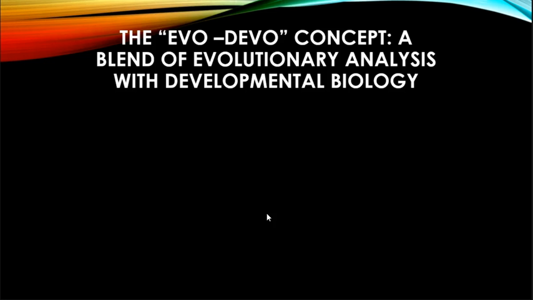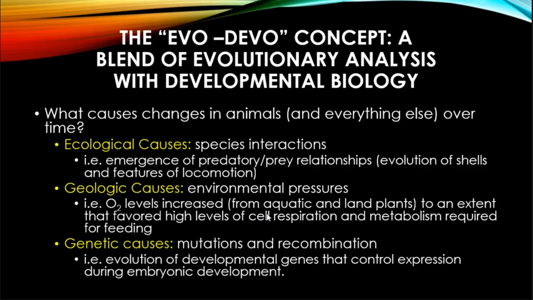It's very cool. Okay, so that brings us to the Evo-Devo concept, evolution development, a blend of evolutionary analysis with developmental biology. And so we start looking at what causes changes in animals over time. There are three big causes: ecological causes, that's species interactions, predation, competition, things like that; geologic causes, like temperature, moisture levels, whatever; and then genetic causes, and this is going to be mutations and recombination. Okay, so those are the big three things that dictate the progress of evolution.